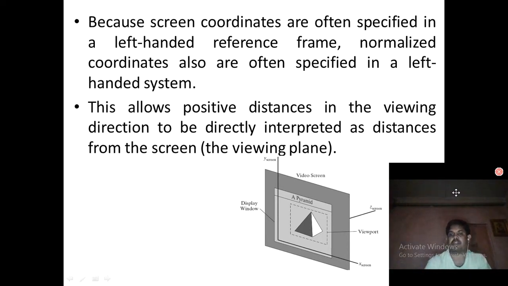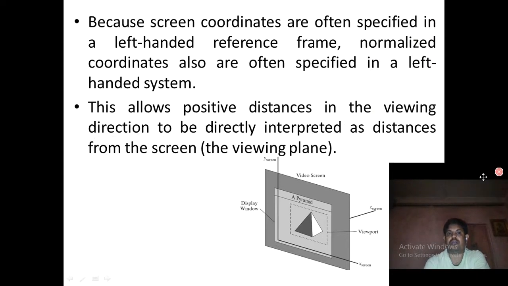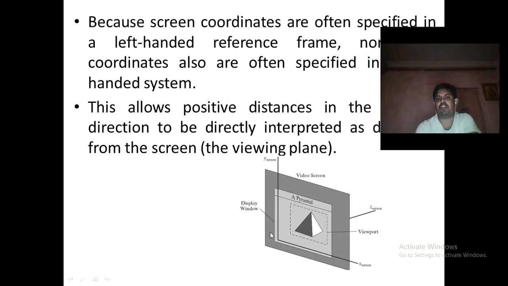That is the positive direction, right? This is what we are saying with an example. This is the screen, this is z, this is y, and z is positive towards this side. Whatever positive distance there is, it is directly interpreted as the distance from the screen, that is positive distance from the screen.